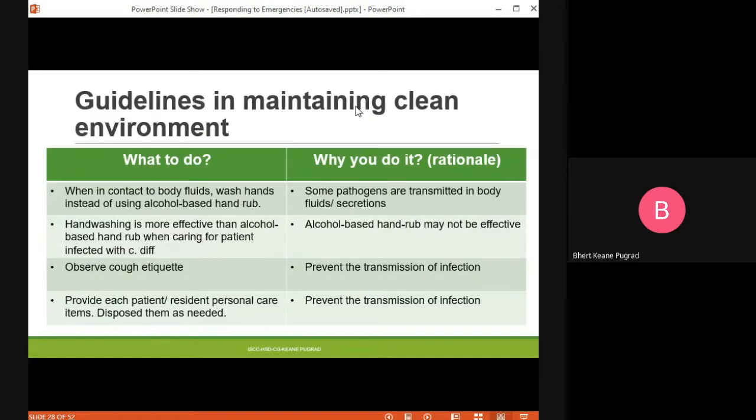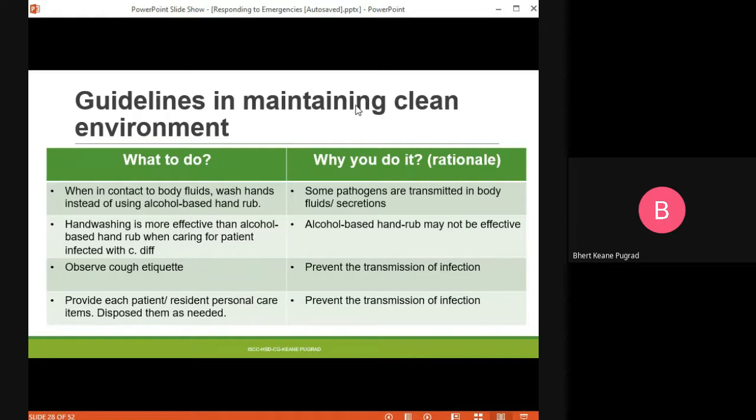So, guidelines in maintaining clean environment. So, these are the guidelines in maintaining clean environment. Take note, when in contact with body fluids, always do hand washing. Always wash your hands instead of using only alcohol-based hand rub, because there are some pathogens that can still be transmitted in the body, no? Kapag body fluids yan. Okay, kaya importante pa rin na maghugas ng kamay, then use alcohol-based hand rub.